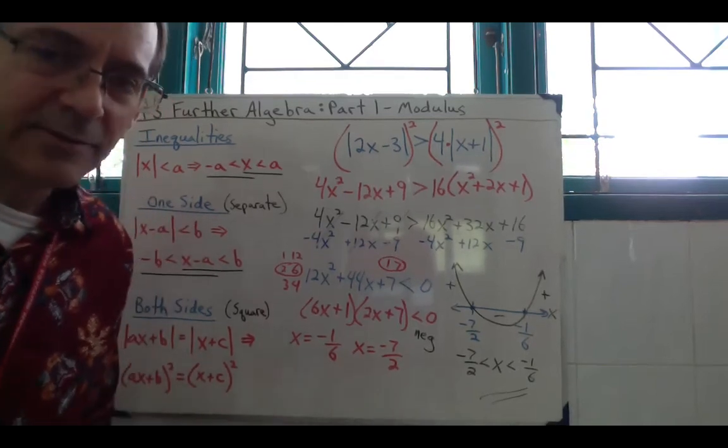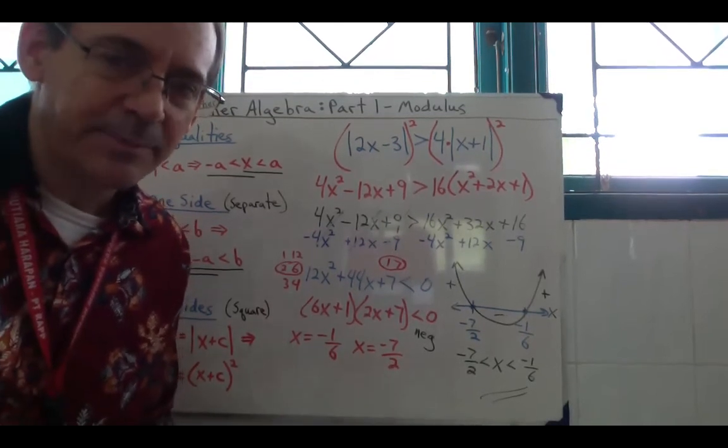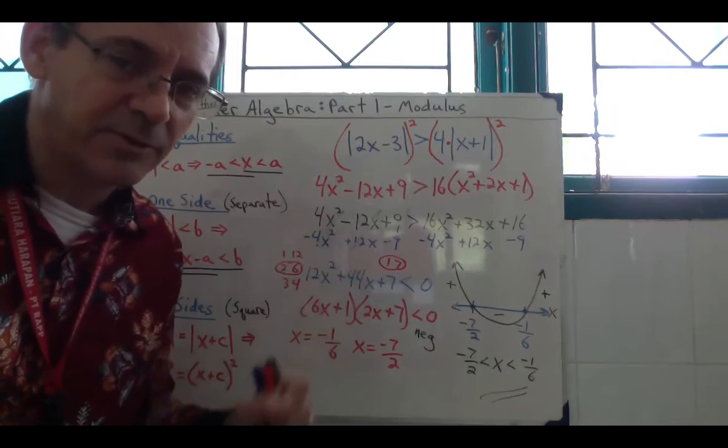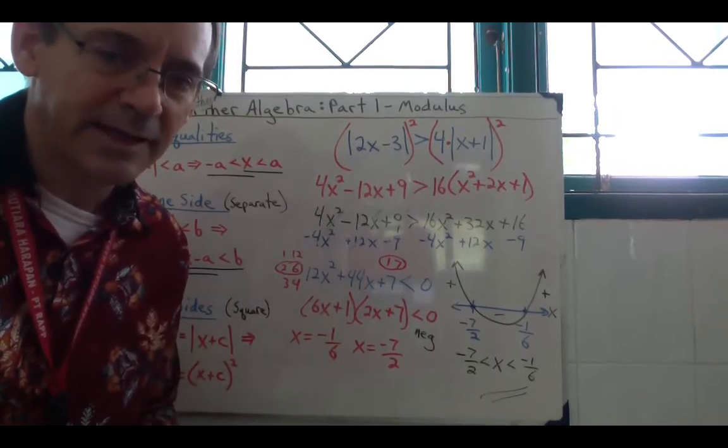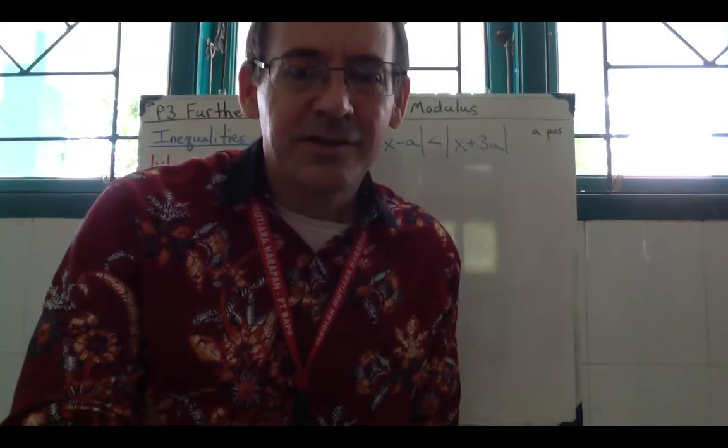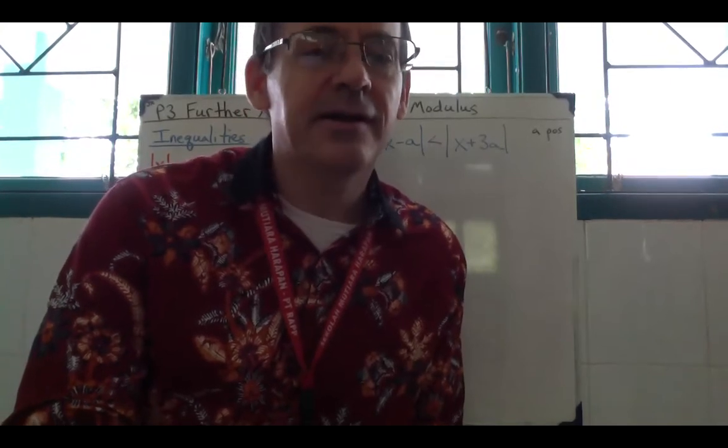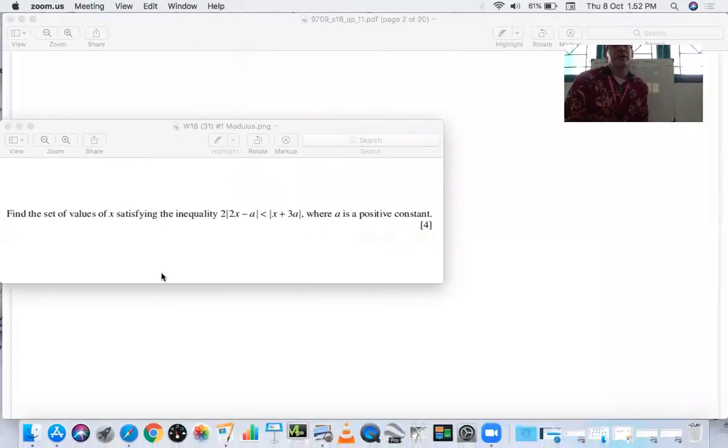Okay, that was our second one. Now I'm going to set up a similar one to this, but a little bit more complicated. Okay, let's look at this next problem and let you see what it looks like. Here it says, find the set of values of x satisfying the inequality 2 times the modulus of 2x minus a less than the modulus of x plus 3a, where a is a positive constant.